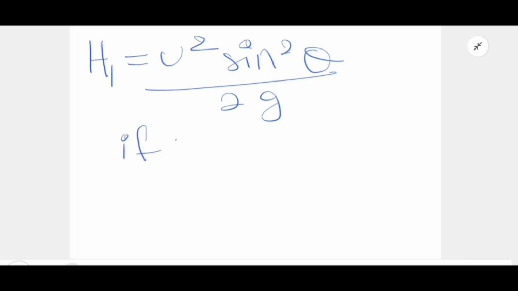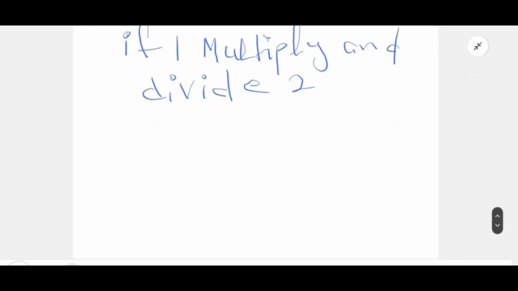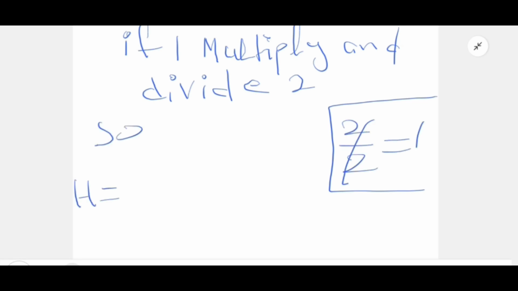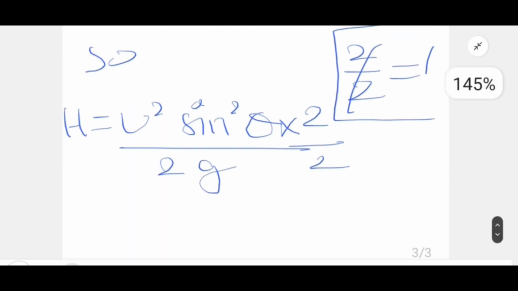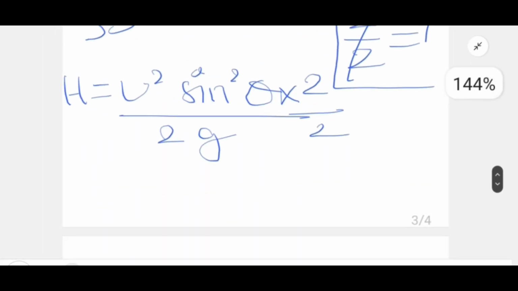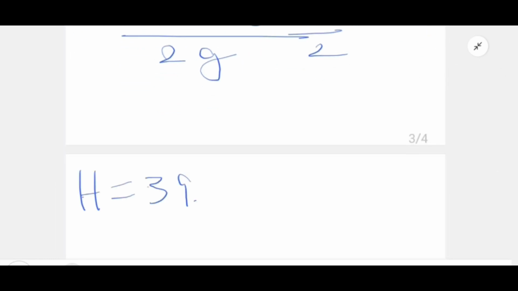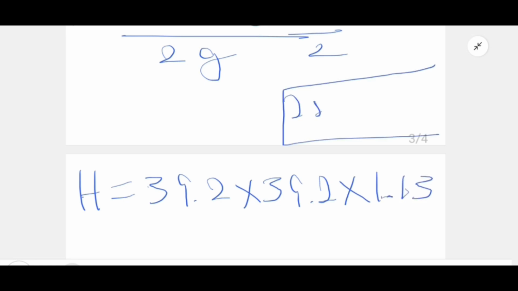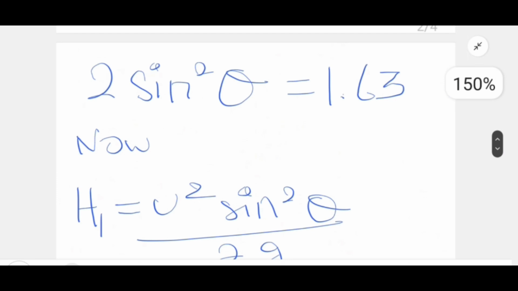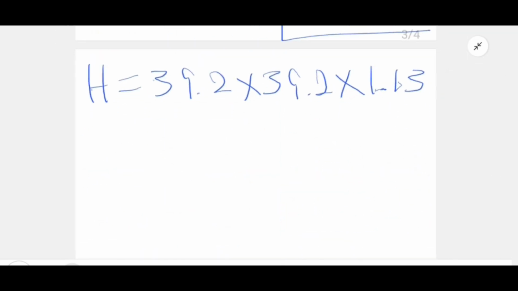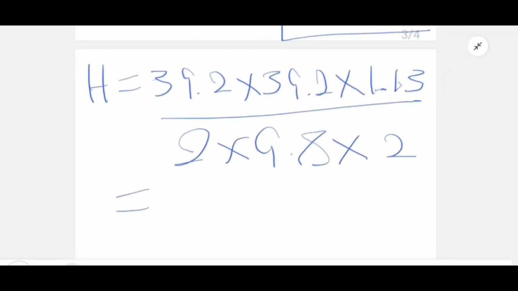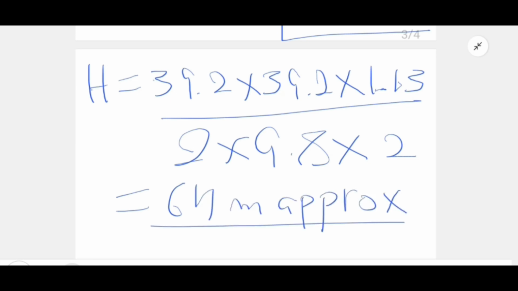If I multiply and divide by 2, would it affect the equation, as 2 upon 2 is equal to 1? This is only to make the question easy. Otherwise you can also divide 2 by 1.63 and find out the value of sin theta. But now we have to simply put the 1.63 value. Now h is equal to 39.2 into 39.2 into 1.63, as 2 sin square theta is equal to 1.63, which we have proved above, upon 2 into 9.8 into 2. The answer would be 64 meters approximately.